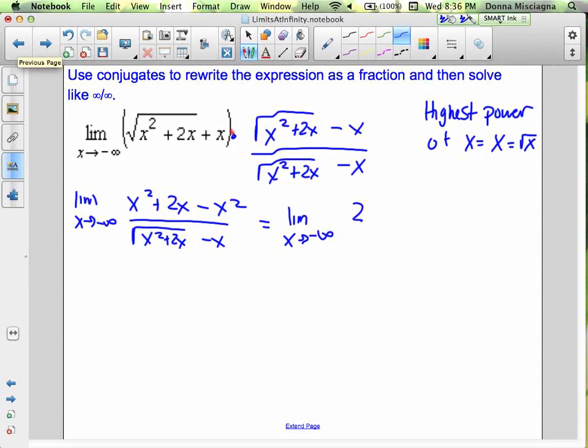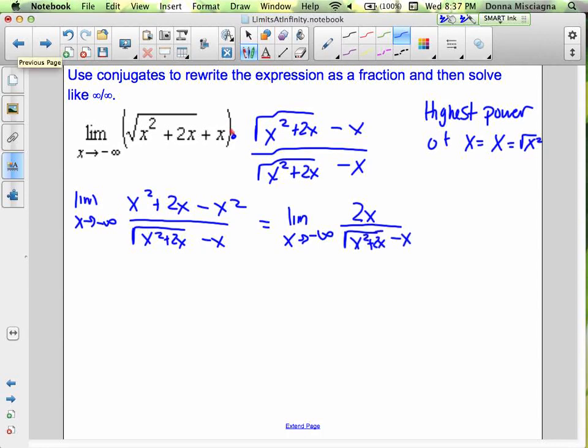We have a 2x left because the x squared and the negative x squared cancel each other out. And then we have the square root of x squared plus 2x minus x. All right, so the highest power of x is just x. Oops, square root of x squared. Silly me. Let me just write that a little neater.